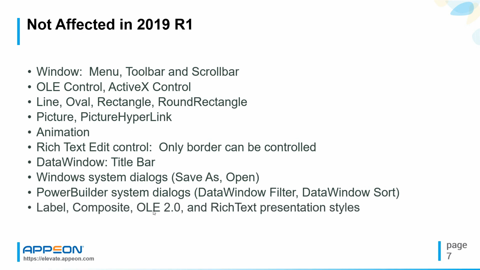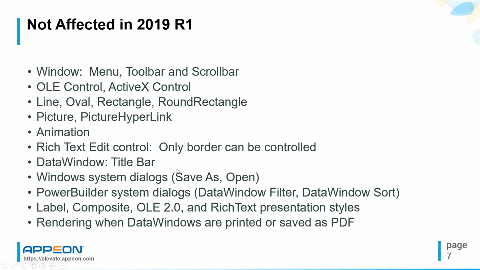Lastly, there's a number of different data window styles: grid, tabular, freeform, which are the more commonly used ones. But these ones, the label, the composite, OLE 2.0, and rich text, those are unaffected by theming. And there's one other thing here. When you render a data window to either print it or to save it as PDF, the theming doesn't apply, which is probably a good thing, because what you might want to have display on the screen while your application is running is probably not the way you want it to look when you print it out or save it as a PDF.